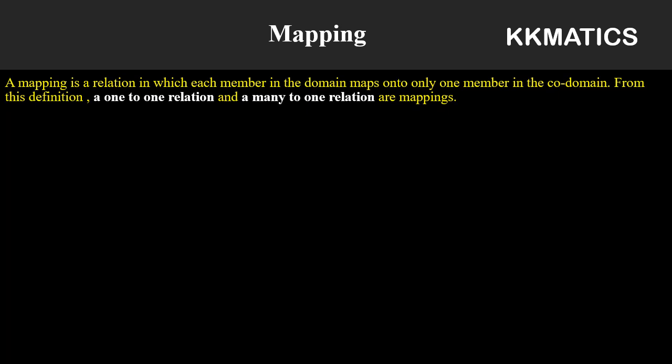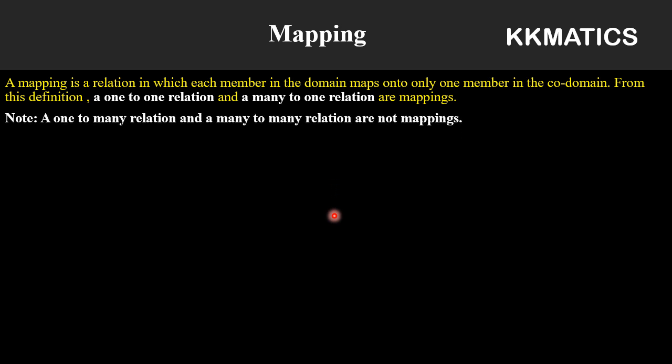Mapping. Now, talking about mapping. Mapping is a relation in which each member in a domain maps onto only one member in the codomain. So from this definition, we can say that a one-to-one mapping, or a one-to-one relation, and a many-to-one relation are mappings. Very, very important for you to know here. So, with that being said, it's important for us to know that.